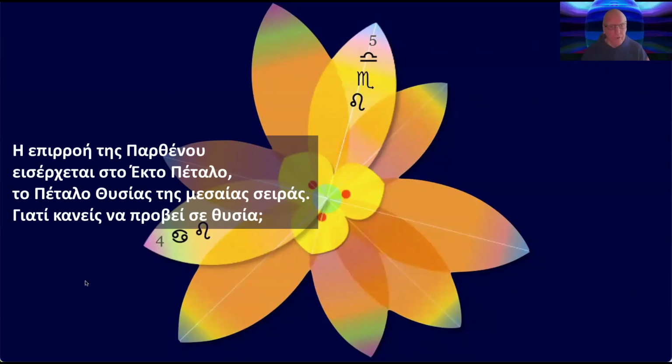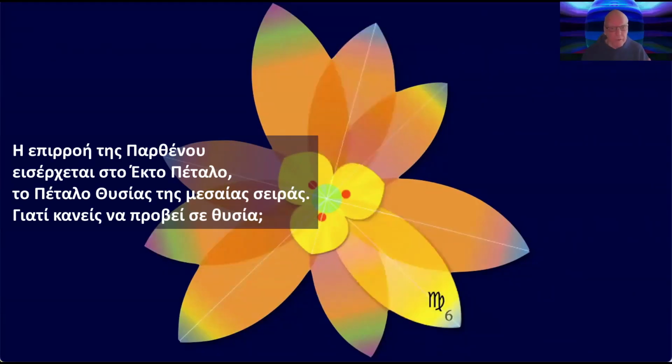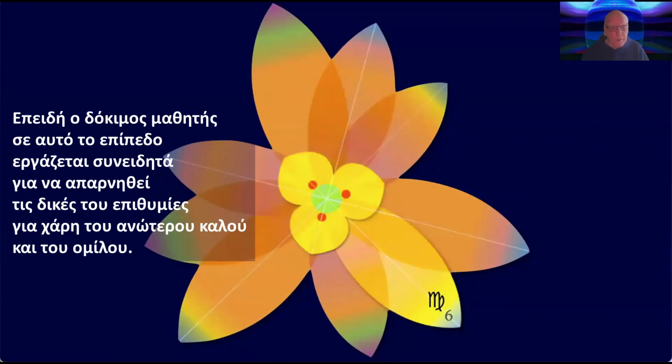Virgo's influence comes in during petal 6, the sacrifice petal of the middle tier. Why sacrifice? Because the probationary disciple at this level is now consciously working to give up his or her own desires for the sake of the higher good and for the sake of the group.